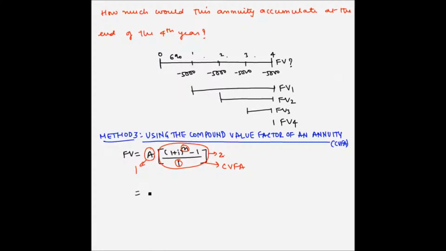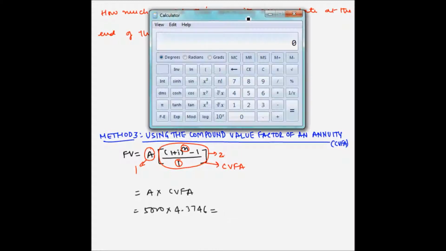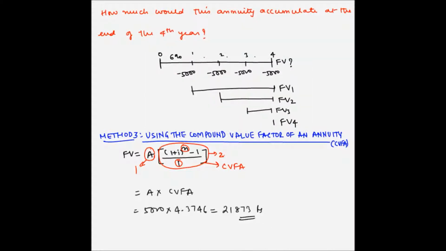So let's use this to find out the future value. This formula can also be written as A into CVFA. Let's plug in the values. So A is 5,000 and the CVFA value we found was 4.3746. So let me pull my calculator. So 5,000 into 4.3746. So this is equal to 21,873 rupees.